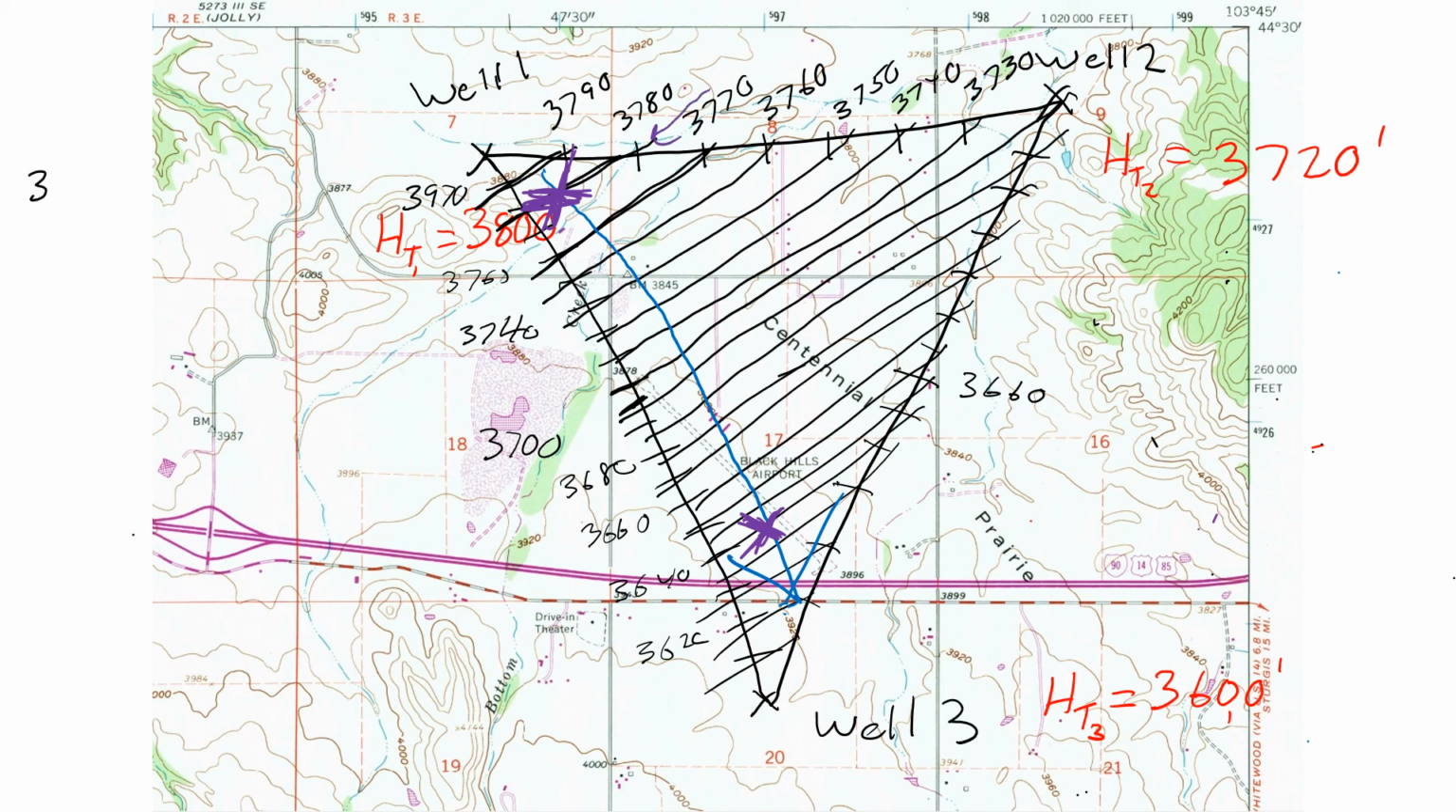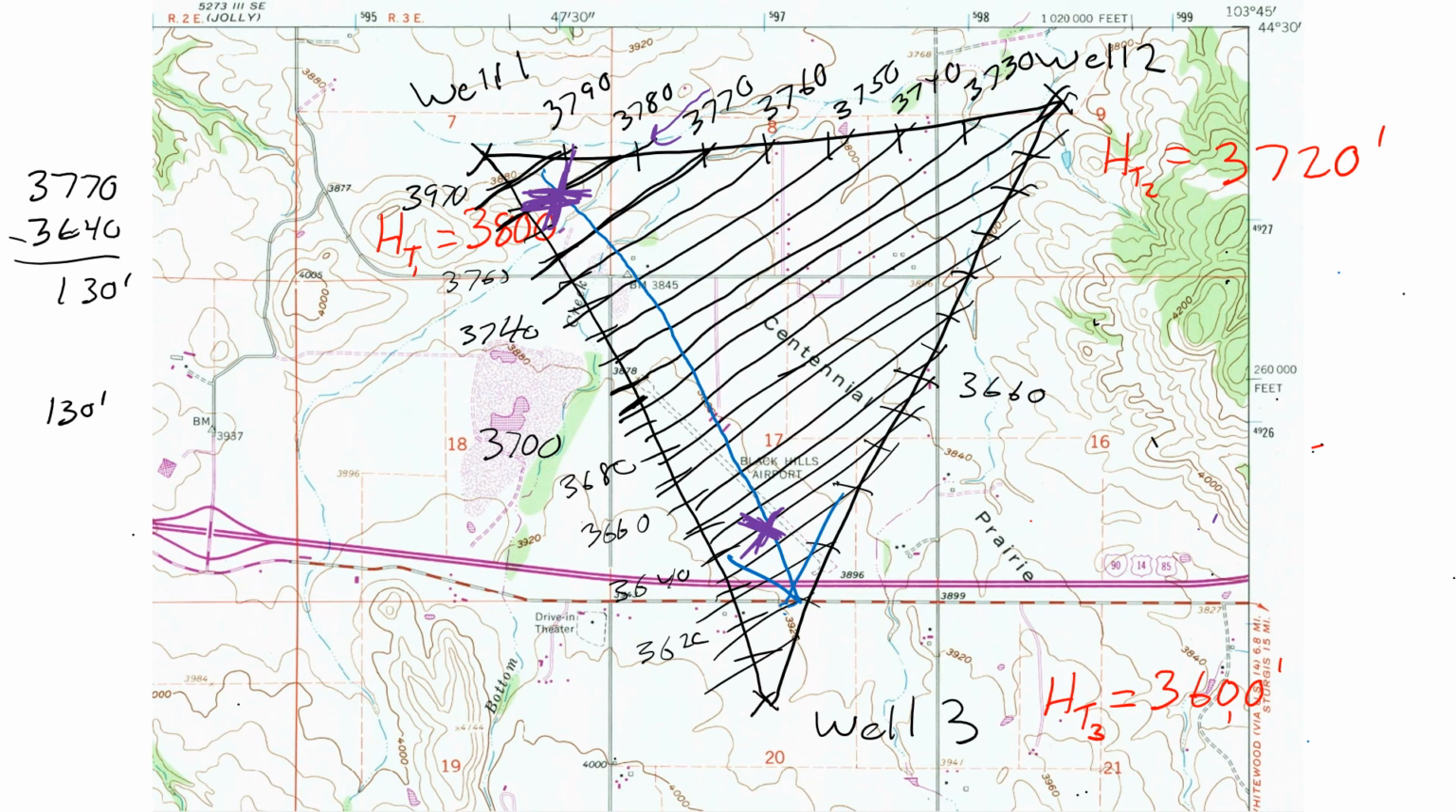All right, this contour right here looks to be 3,770. This contour right here looks to be 3,640. That's a difference of 130 feet. So that's the drop, 130 feet. What's the distance between these two? I'll let you guys kind of figure it out. We could measure it precisely, but we're just going to eyeball it for now.